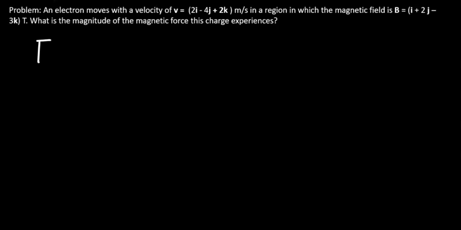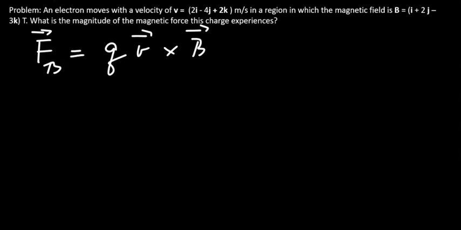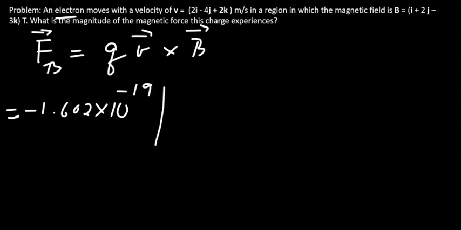So in this case, the magnetic force is given by the following expression: the charge, the cross product of the velocity vector and the magnetic field vector. Now this is an electron, so the charge is minus 1.602 times 10 to the power minus 19 coulomb. Let's write down the cross product in a determinant form.